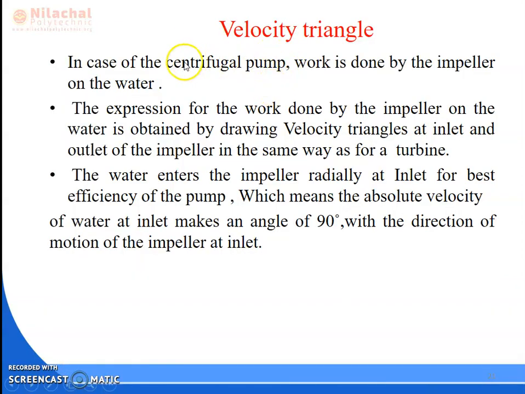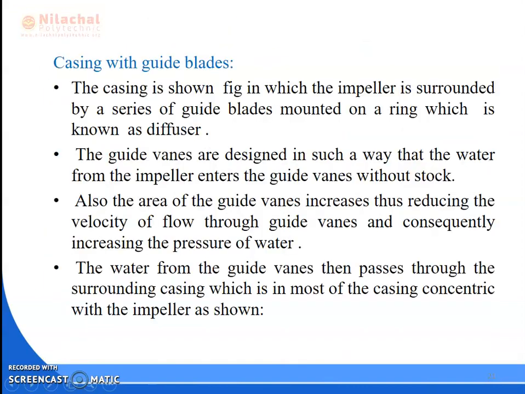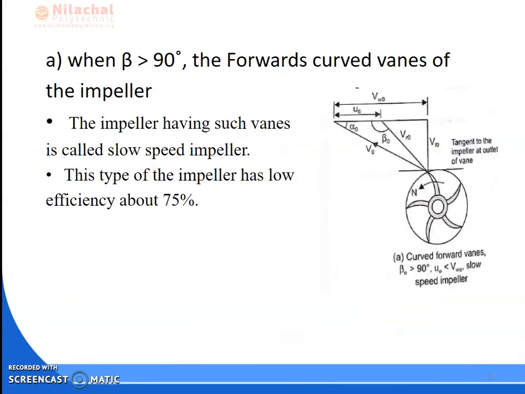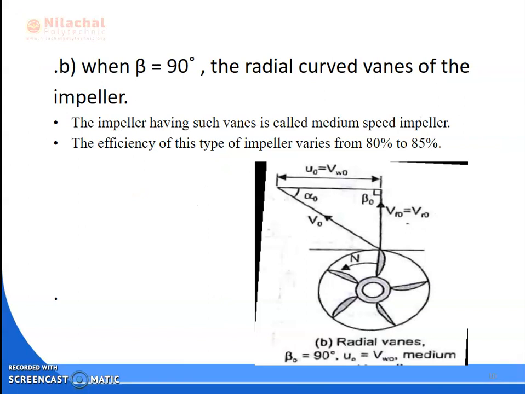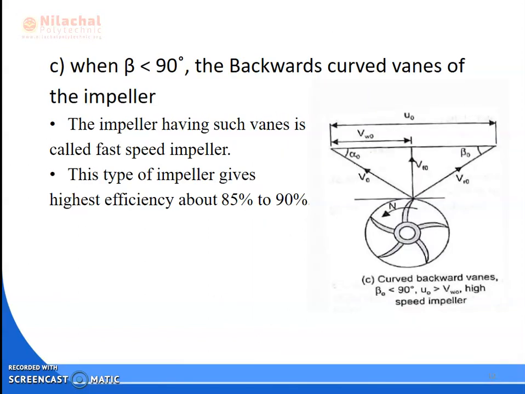Okay. Next we will discuss the velocity triangle of the centrifugal pump. We know that in the centrifugal pump impeller we are using a backward vane. You know the types of vane: forward curved vane, radial vane and backward curved vane, which we discussed before. Here you are using a backward curved vane.